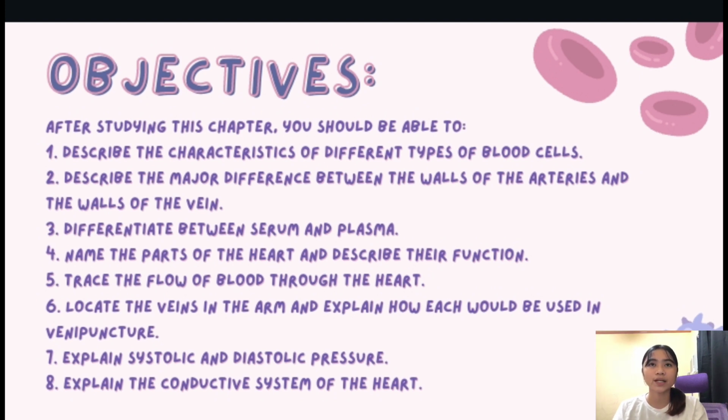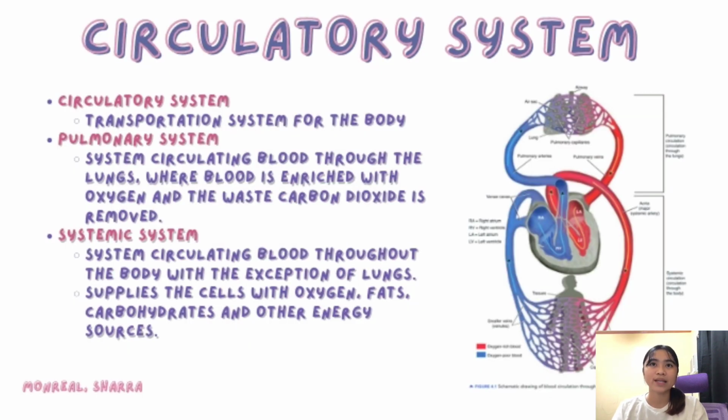So our circulatory system is the transportation system of our body, which transfers substances and waste from one system to another. There are two parts of the circulatory system, the pulmonary system and the systemic system. The pulmonary system circulates blood through the lungs, where blood is enriched with oxygen and waste carbon dioxide is removed.